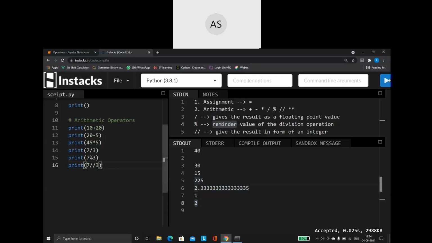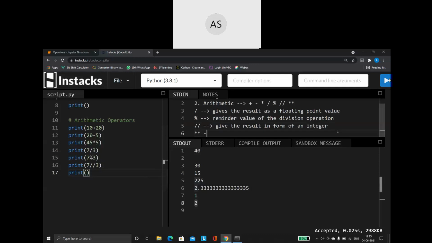Now, what was the last operator I told you about? I told you about the exponent operator. We call it the to-the-power-of operator. So here you have the last operator. The exponent operator is nothing but the power of.